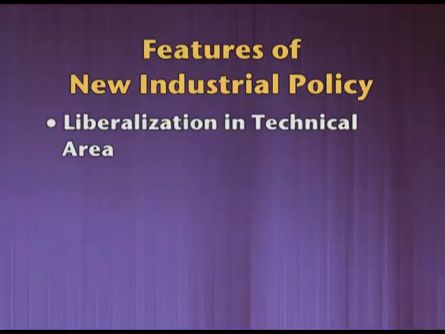The next feature is liberalization in the technical area. Earlier, when a company was in need of high-tech machinery, that is, capital goods, the company had to ask the government to import it from some country. Only after getting approval from the government could the company buy the capital goods. But in the New Industrial Policy, the import of capital goods got automatic approval.